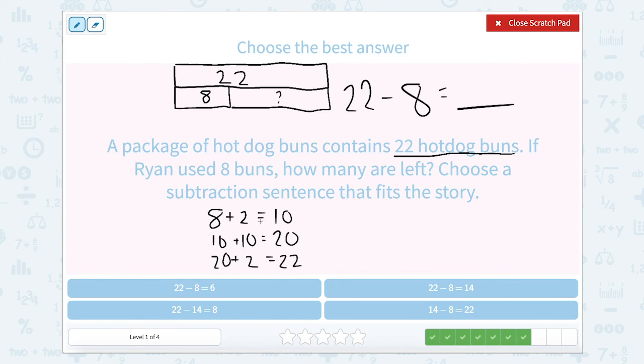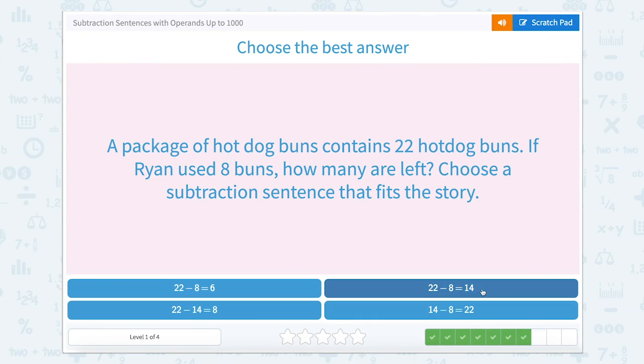So then now I can add all of these together. So 10 plus 2 is 12, plus 2 more is 14. So we're looking for 22 minus 8 equals 14. And there it is. So let's close that scratch pad.